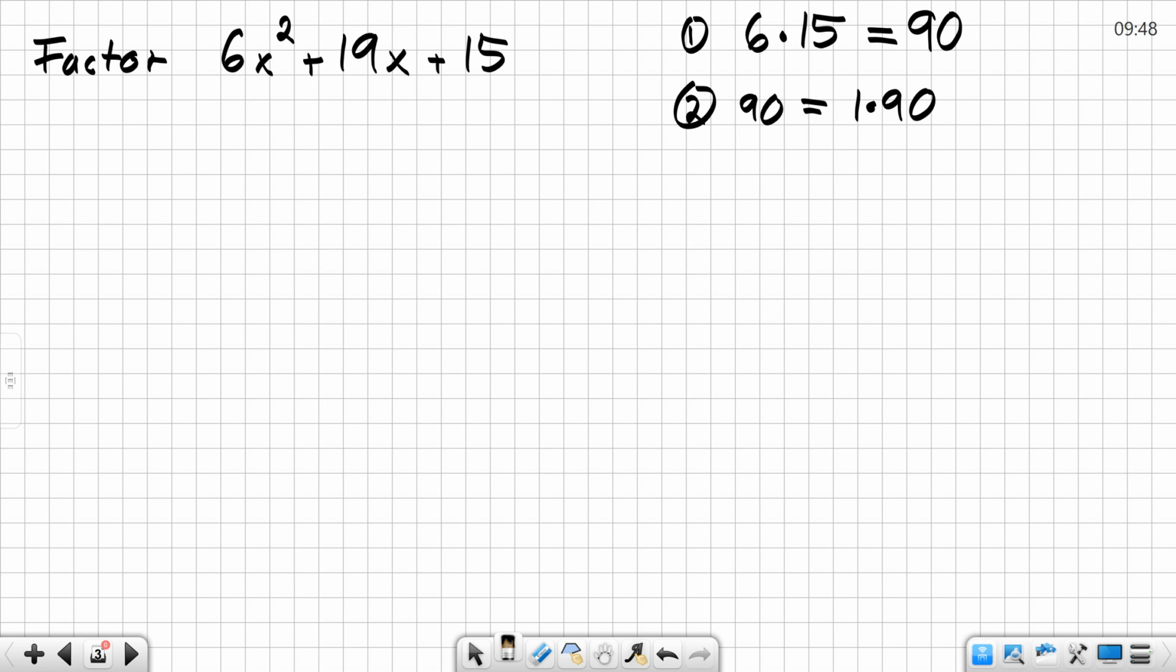1 times 90 is 90. 2 times 45 is 90. 3 times 30 is 90. 90 doesn't have a factor of 4 in it, but 5 times, let's see, 5 times 14, is that right? That's not right.